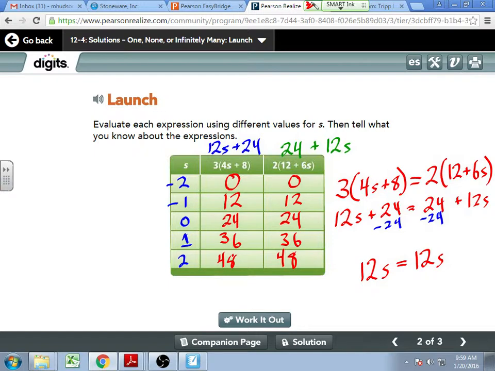If I have the same thing on both sides, does it matter what I plug in for s? No, this is going to be equal no matter what. So this is where I see infinitely many solutions. By the way, some people have issues spelling infinitely. It's infinitely. Infinitely many solutions.